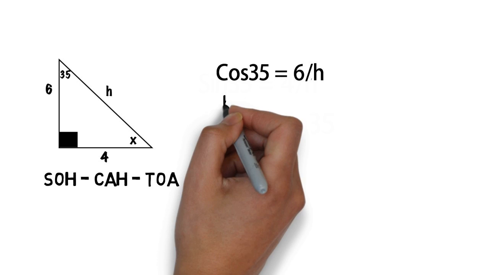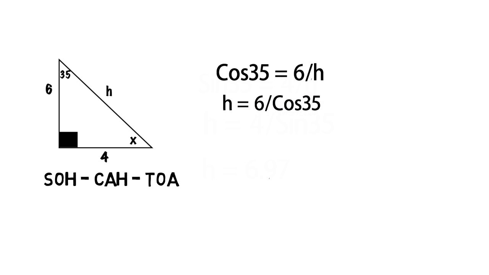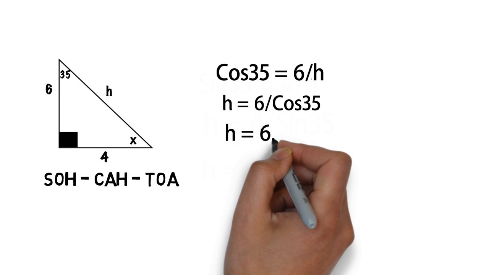Again, h is on the bottom, so we're going to flip it and make the equation h equals 6 over cosine 35. We'll type this into our calculator again using the cosine button, and we come up with the same answer, h equals 6.97.